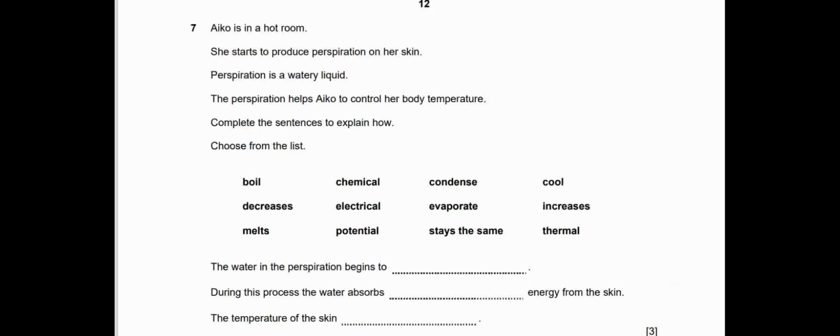Next, question 7. Aiko is in a hot room. She starts to produce perspiration on her skin. Perspiration is a watery liquid. The perspiration helps Aiko to control her body temperature. Complete the sentences to explain why. Choose from the list.